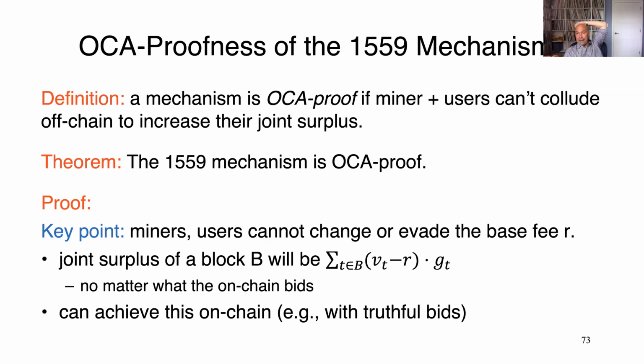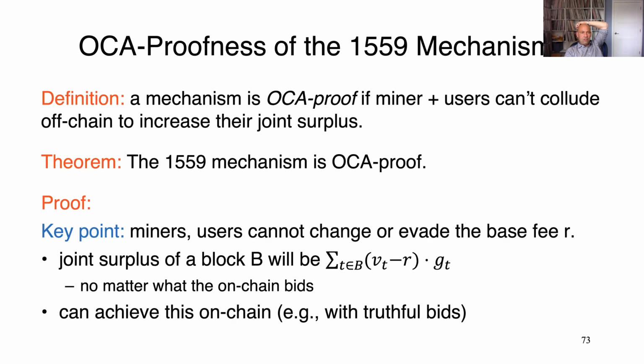So this is just a sanity check. We've convinced ourselves that the 1559 mechanism at least has the same two nice guarantees that today's first price auctions do. They're MMIC and they're OCA proof. And remember, VCG mechanisms were not MMIC, and our initial reserve price attempt was not OCA proof. So at least we're not doing any worse than first price auctions.